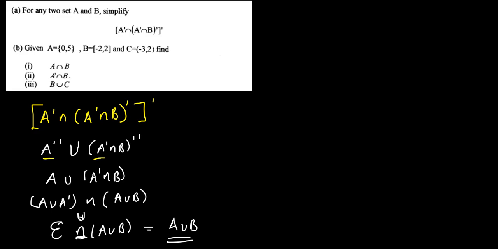And then we can work out part B, which is saying given that A is {0, 5}, and you can see those are curly brackets. These are elements, it's not a range. B is from -2 to 2, and then C is from -3 to 2. Want to find A intersection B.